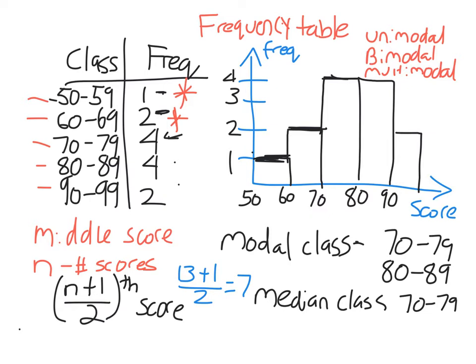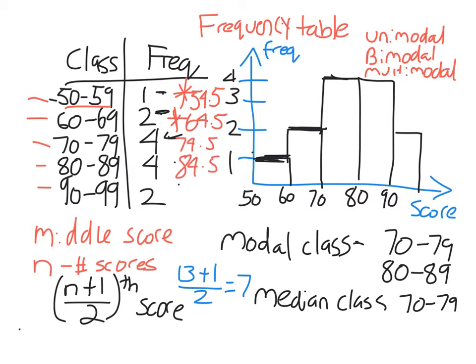Now, we can estimate the mean as well. This is actually a very long process. Again, we can't find it exactly. To estimate the mean, what we essentially do is pretend that each score inside a given class is equal to the middle of that class. So we're pretending that the score from 50 to 59 is exactly halfway between them, 50 plus 59 over 2. We're pretending every score in this class was equal to 54.5 and then 64.5, 74.5 and so on.